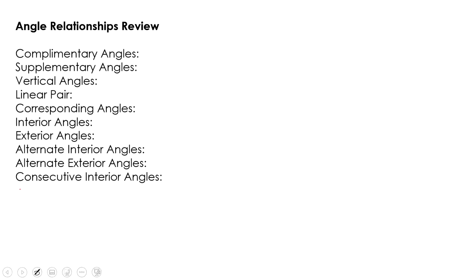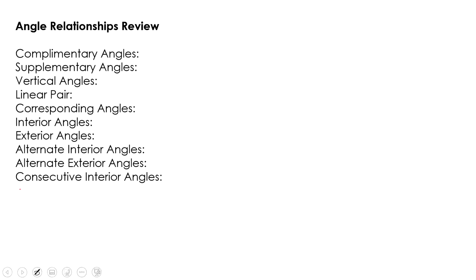So for the review, here is the list of the angle relationships we talked about over the last few days. We have complementary angles, supplementary angles, vertical angles, what a linear pair is, corresponding angles, interior and exterior angles, alternate interior and exterior angles, and then consecutive interior angles, which I'm going to introduce a new way of naming today. A little bit simpler to remember, I think. So we'll go through there.